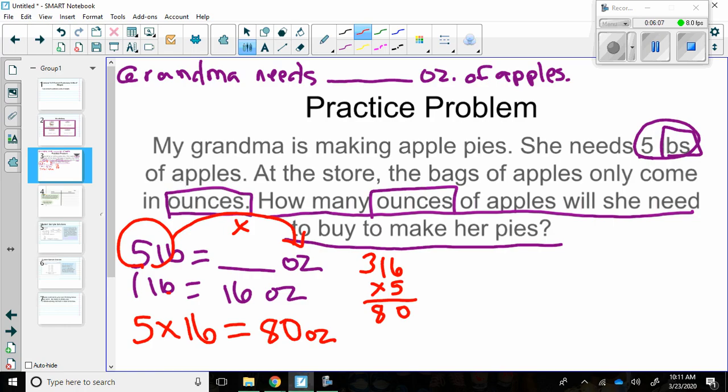So to answer the question, how many ounces of apples will she need to make her pies? 80 ounces of apples. Let's go ahead and look at the next problem, the solve and share.